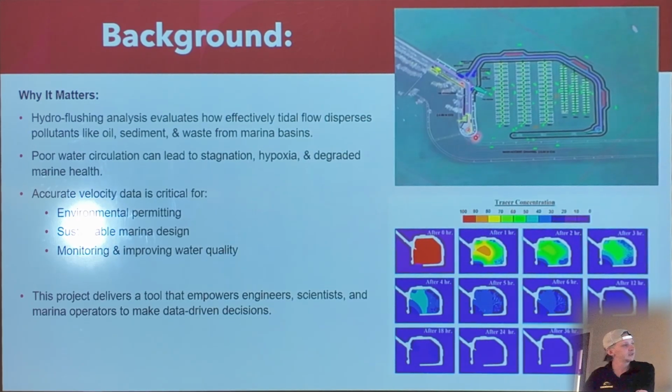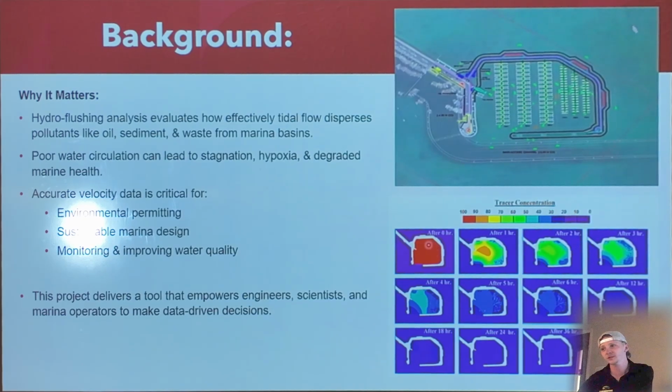So this is an example of a marina study that was conducted in Florida. This is not one that I did, and this is a chart of a hydro flushing analysis. The pollutants, like I mentioned before, the oil and sediment, need to be dispersed within a specific marina study within 2 tidal cycles, or 4 tidal cycles. And this is an example of that.